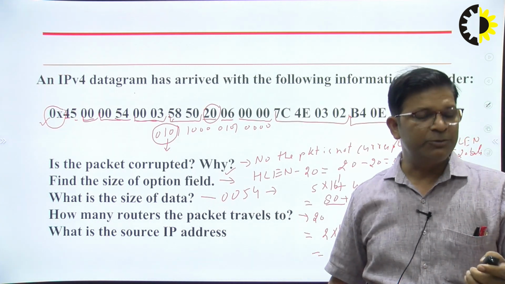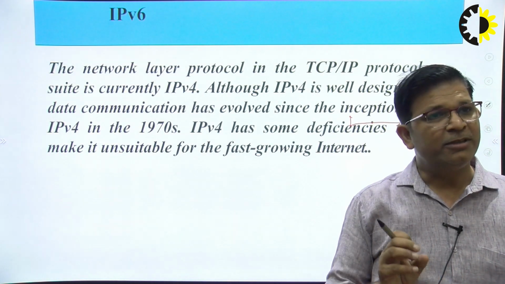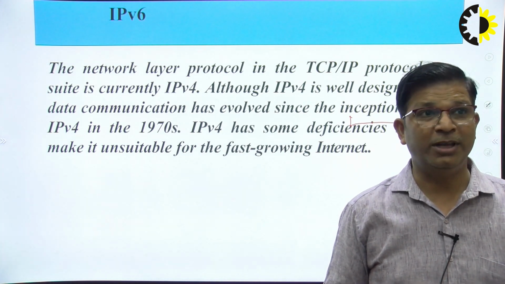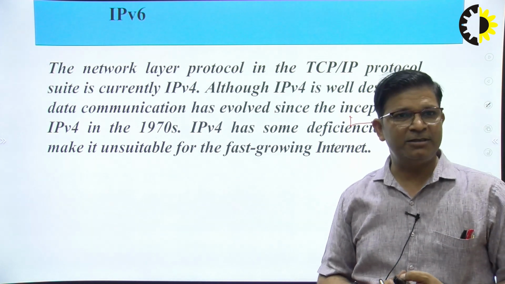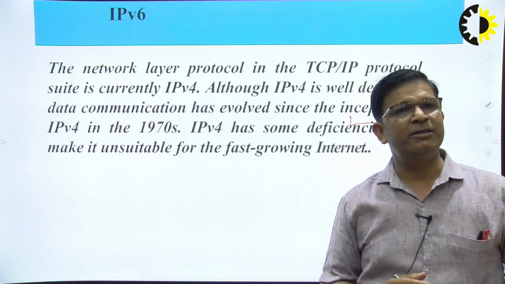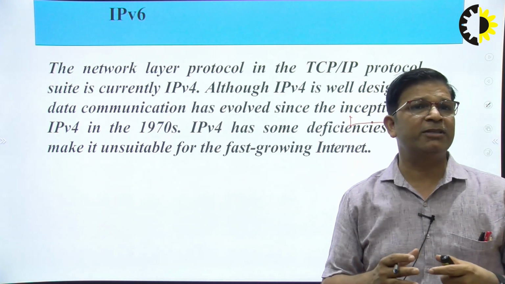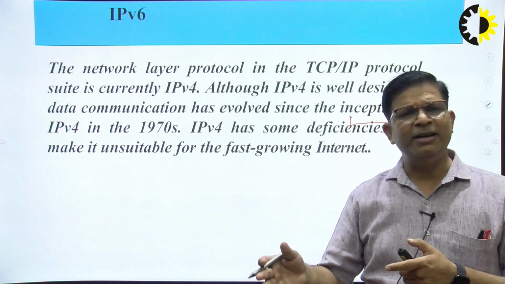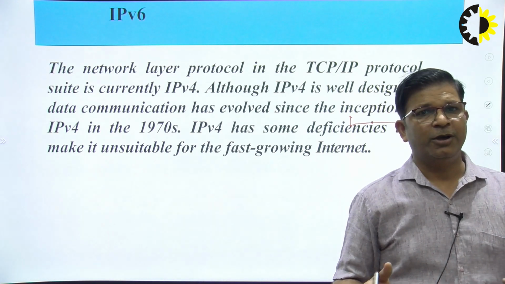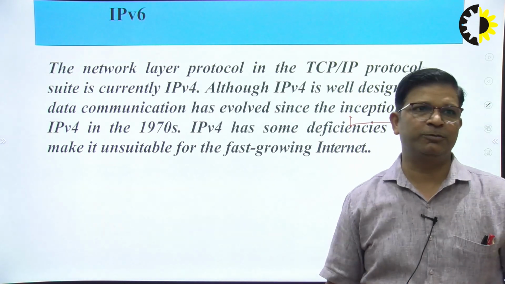Now comes the next topic, IPv6. IPv4 is a 32-bit address, while IPv6 is a 128-bit address. What is the need of IPv6? If we are using a 32-bit address in IPv4, then as the number of computers is increasing, at some point it may become too short. So we need to increase the length of this IP. Some more features are also added to IPv6, and we will discuss them also.